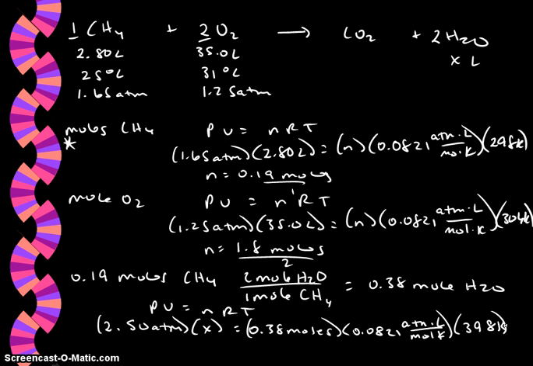Okay, so we can solve for our volume by dividing both sides by 2.50, and we're going to get 5.0 liters of water vapor. And that's how we connect the ideal gas law equation with stoichiometry.